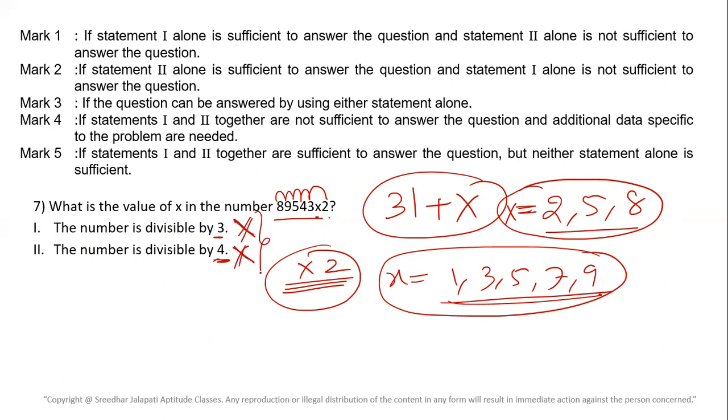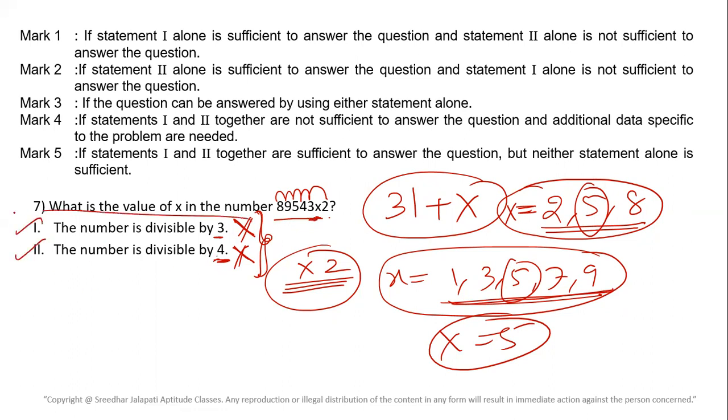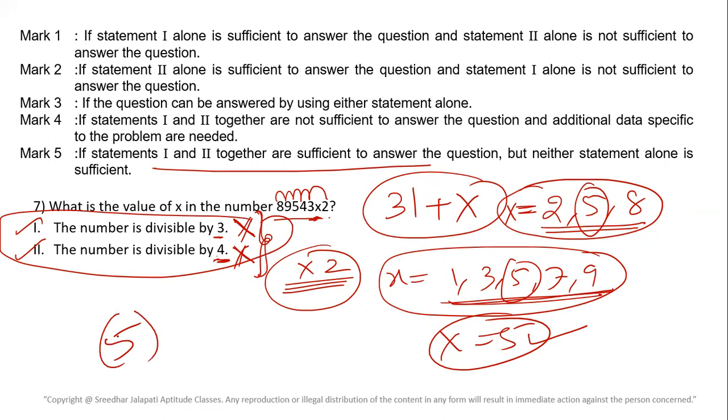Next thing is you have to combine. If I combine them, here x can take 2, 5, 8, here x can take 1, 3, 5, 7, 9. So how many common values? Only one common value. That means if I take x equal to 5, both conditions get satisfied. The number is divisible by 3 as well as by 4. So, using both 1 and 2 together, we are getting only one unique value. Therefore, both 1 and 2 together are sufficient to answer. Answer option 5.